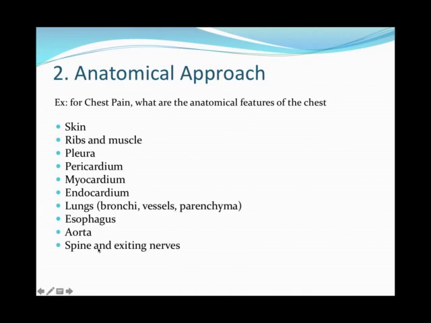And so if someone has chest pain, we can think through what problems of the skin could be causing this problem, what problems in the ribs or muscle could be causing this problem, what problems in the pleura or the pericardium or the myocardium or the endocardium could be causing the chest pain, or what problems in the lungs or esophagus or aorta, or spine and nerves in the chest, what problems in these areas could be causing the symptom this patient is having.